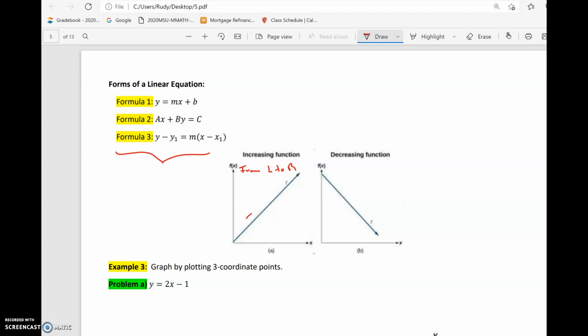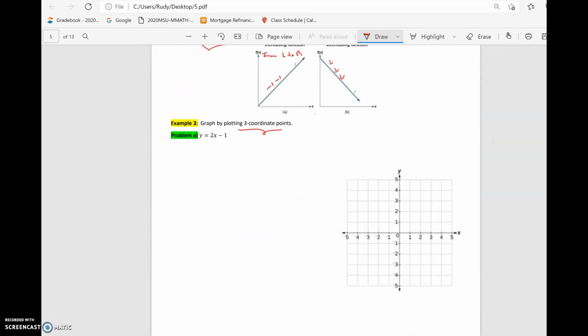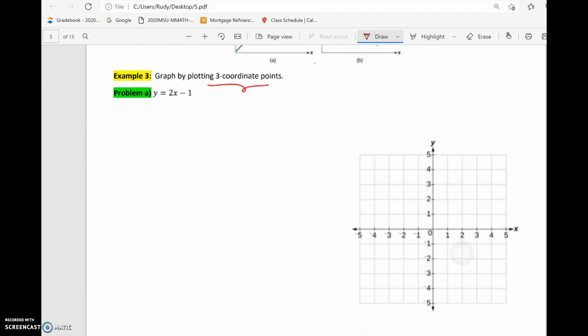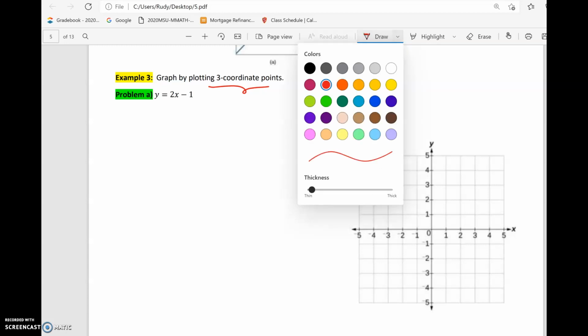In this case, you can see the line is going up. And from left to right, the line is going down. Okay, the main objective here is they're going to want us to see a total of 3 coordinate points. And if it's not stated, you pick the coordinate points. So let me take a look at the first problem.